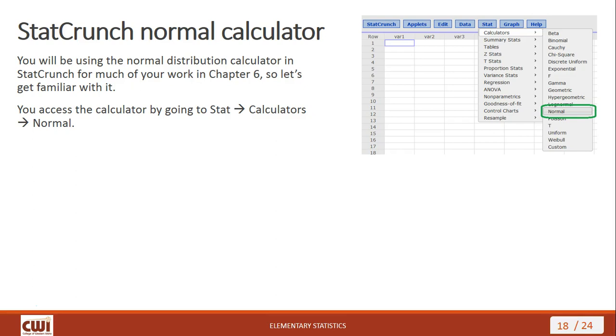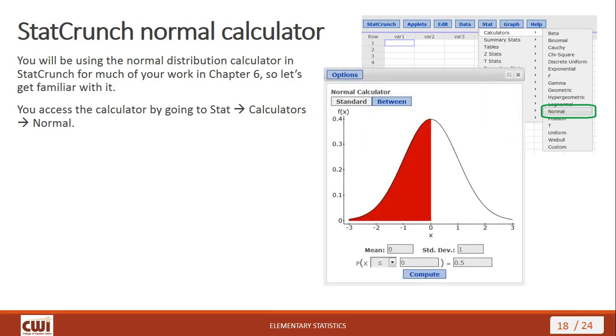First, you're going to go to Stat, Calculator, and Normal. Notice I don't have any data in my table there in StatCrunch. You don't need data. Everything you're going to need to get from the normal calculator is contained in the calculator itself. So don't need any data. Just go to Stat, Calculator, and then select Normal. You'll get a window like this that pops up.